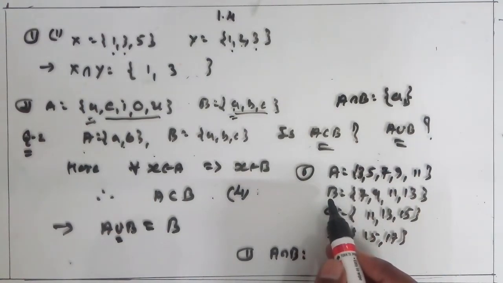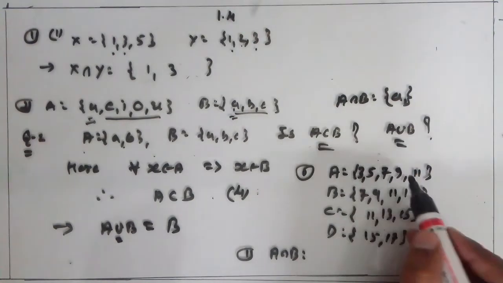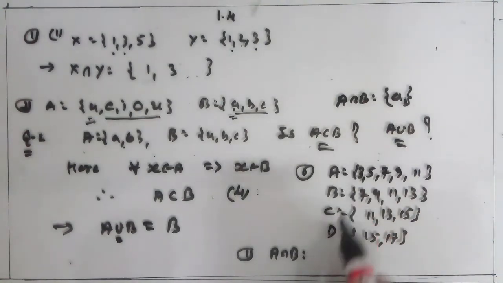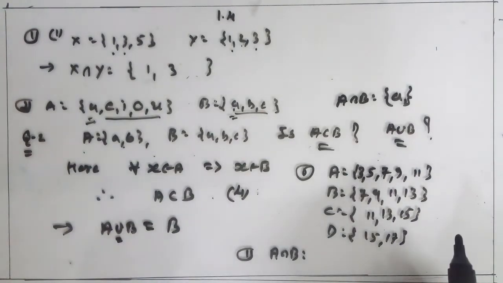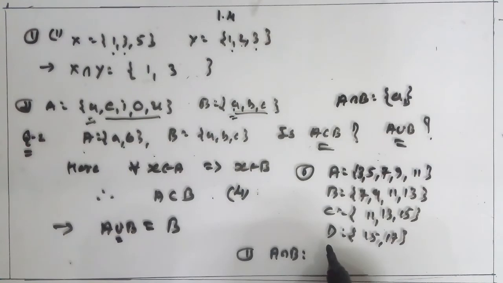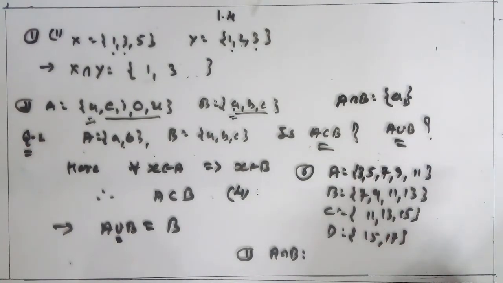Clear? 7 is common in both, so write element 7. 9 is common in both, so write element 9. Same, 11 is also an element of A intersection B. So applying this same method as we find the intersection of two sets, find the intersection of A and B, taking the common elements of both. Clear?